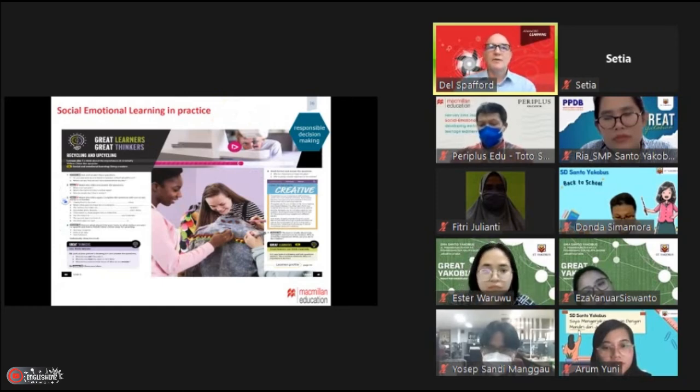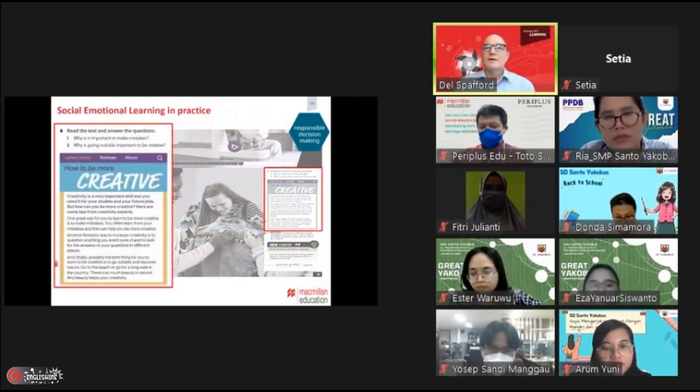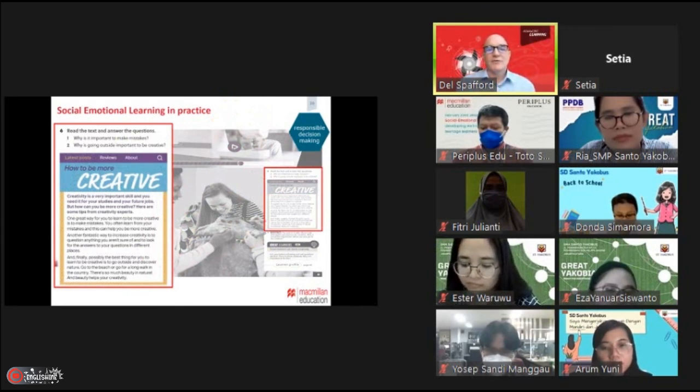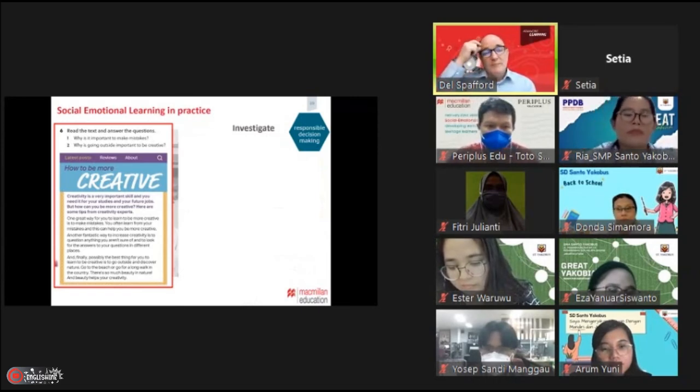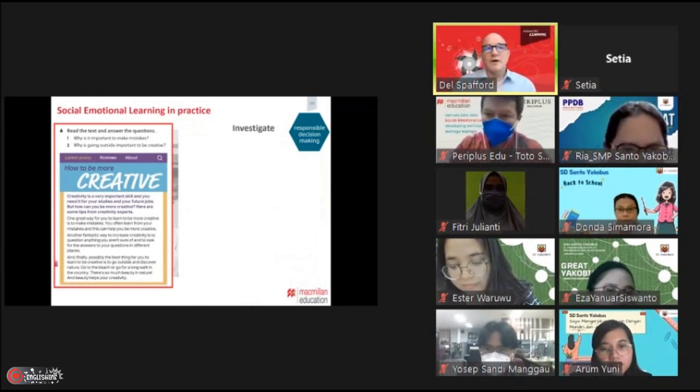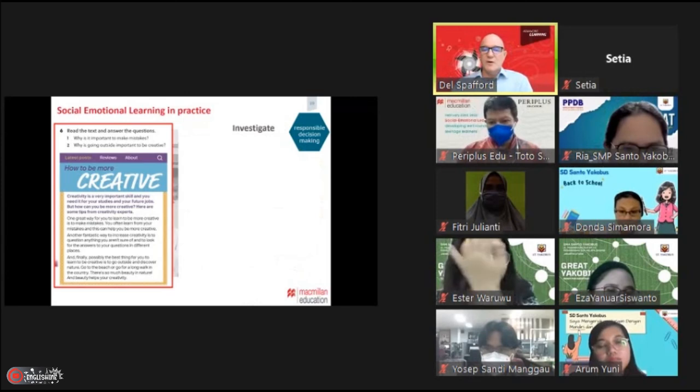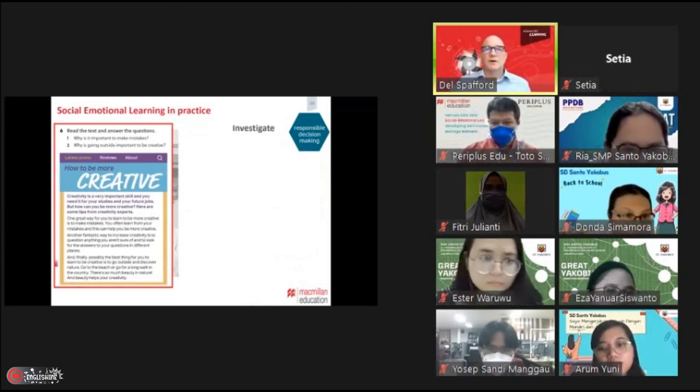Moving on, we now go into the reading section. So the reading section is a very short section, so easy to manage. And it's all about, again, the topic of creativity. And we're looking here at responsible decision making. So what we're going to do with this is we're going to look at a technique called investigate. So this idea is asking questions to build their critical thinking skills. So have a quick read of this. I'll give you one minute just to quickly read this yourself. All right, quickly read it.